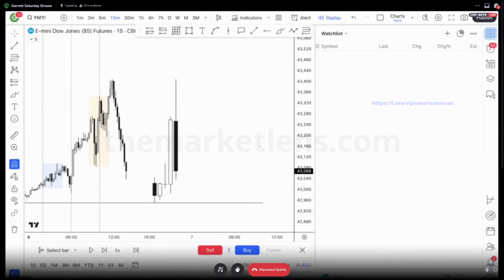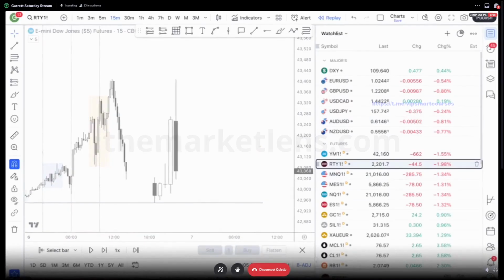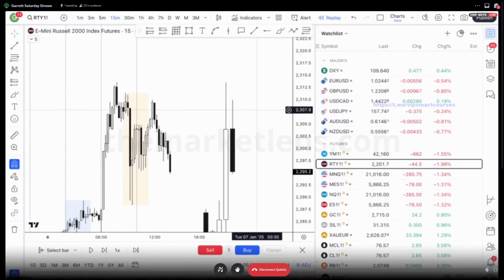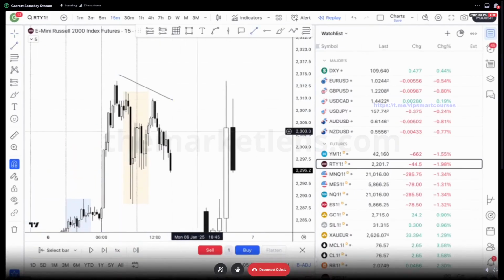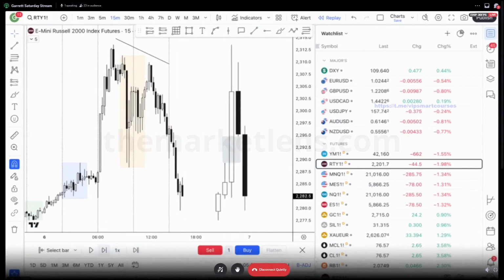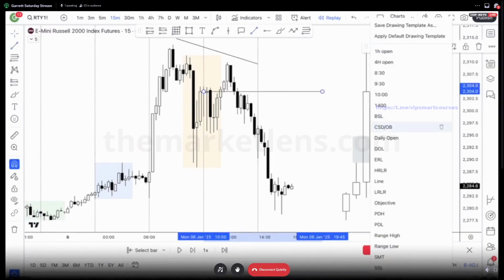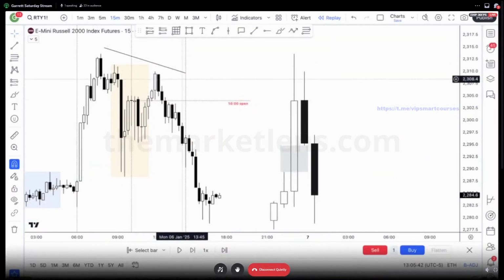And then here, we form SMT, I think. Yep, we put in a lower low here, right here. Then we expand. So this being the 10 a.m. open, right here. Then we're creating SMT with the high.